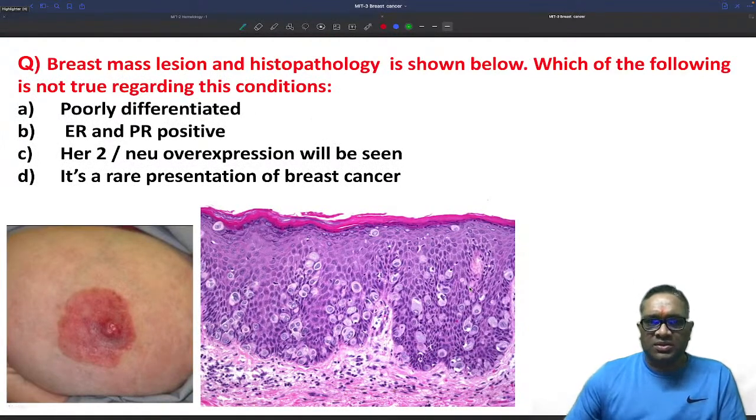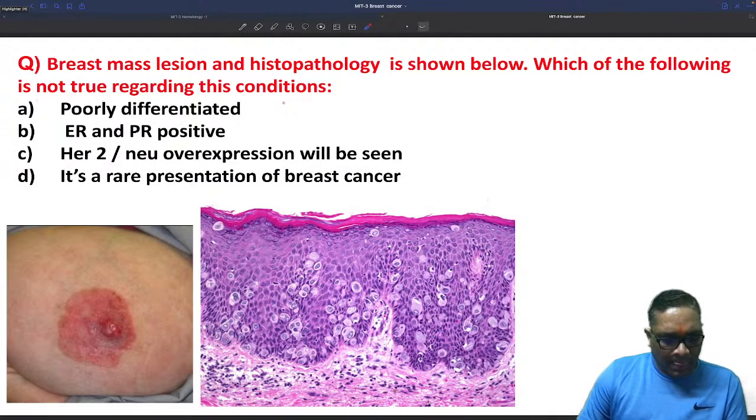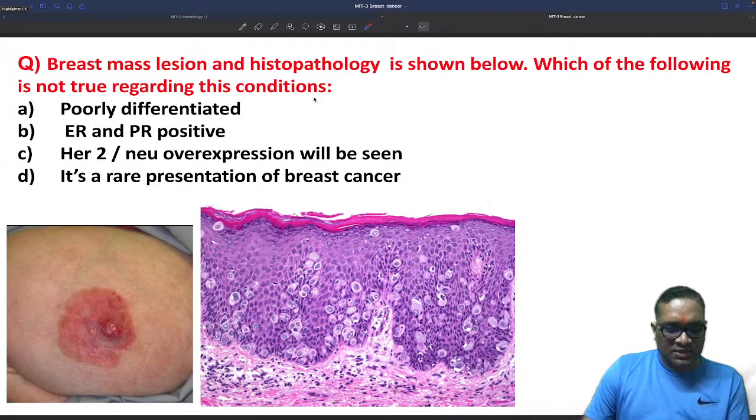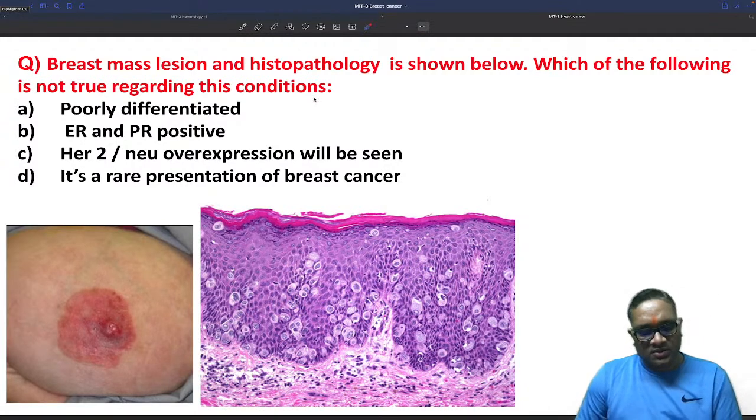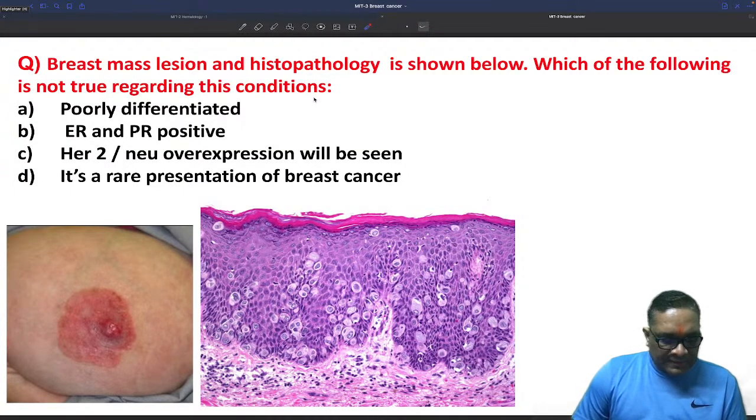Now coming to the next question: a breast mass lesion and histopathology are given. You can see the breast mass lesion here and the histopathology here. Which of the following is not true regarding this condition? No, it is not fat necrosis, that is the ductal carcinoma in situ. Tell me what the diagnosis is here, if you can put it in the comment box.